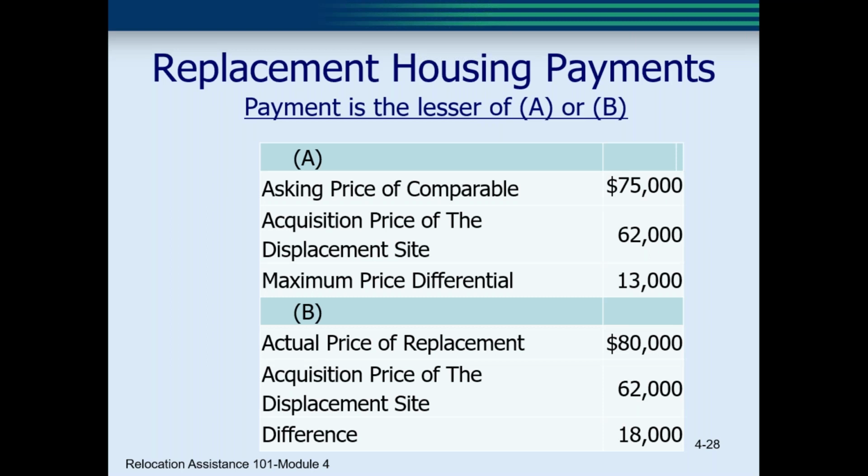They bought a house for $80,000. So you take the $80,000 minus the $62,000, and the difference was $18,000. They're only getting the maximum of what you calculated. They chose to buy a more expensive home. Through your search, you showed that they could have bought one that was $75,000. They chose to buy one at $80,000. So what they will actually receive is only $13,000.